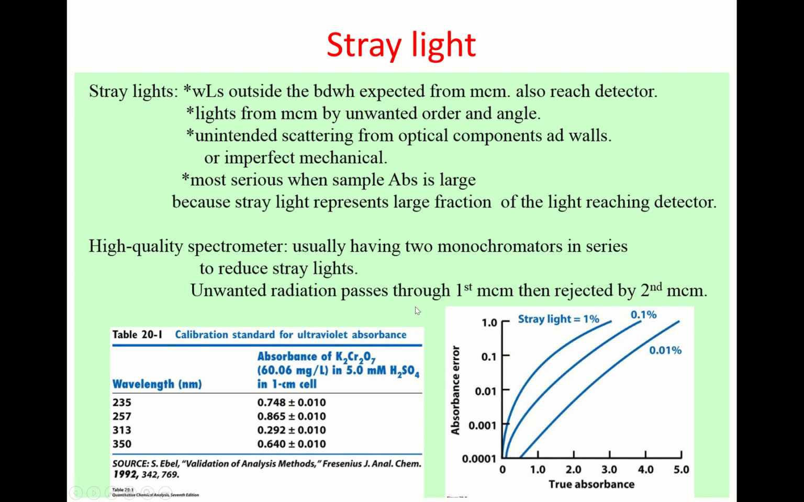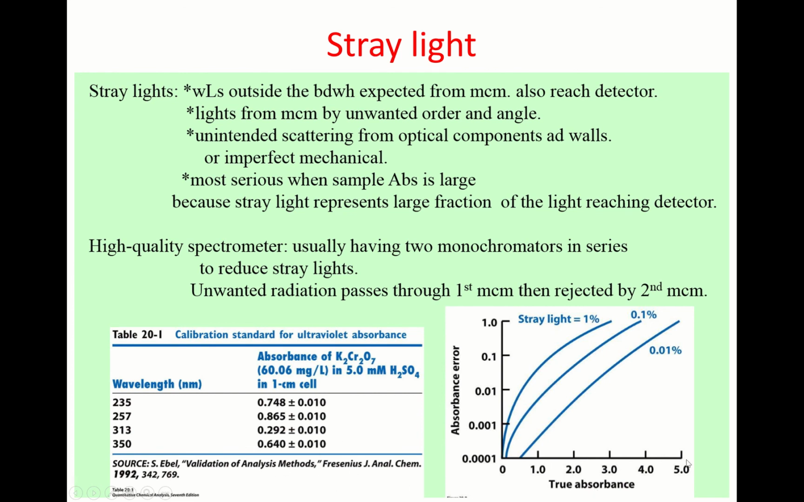So unwanted radiation passes through, although it passes through the first monochromator and is then rejected by the second monochromator. Here this table shows the calibration standard for ultraviolet absorbance at wavelengths, using this potassium dichromate solution. Depending on wavelengths, the absorbance must be the same as these values. This is a kind of standard.